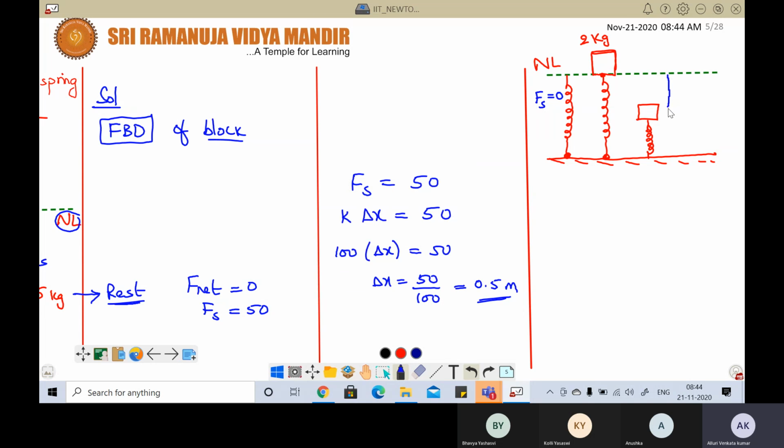So this length is called as what? Delta x. What is the name? Elongation or compression? No, elongation means when the spring is elongated. Here, compression. Find the compression delta x. Please do it. Sir, no K value. K value you take as 1000.